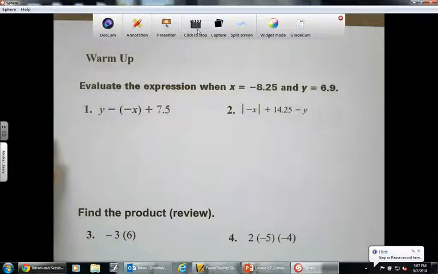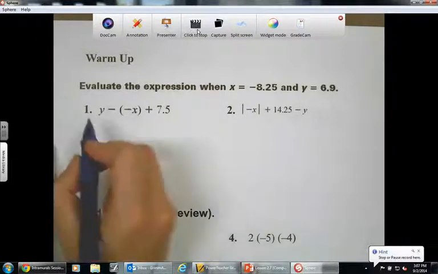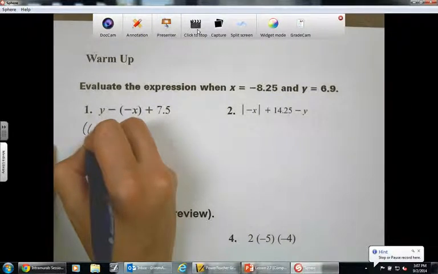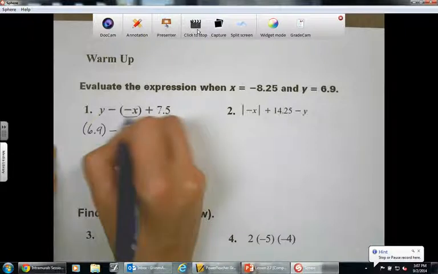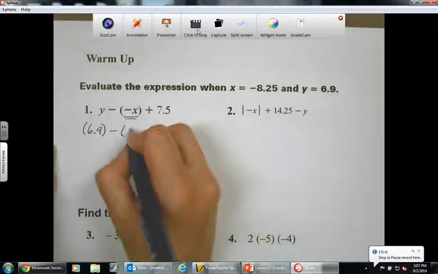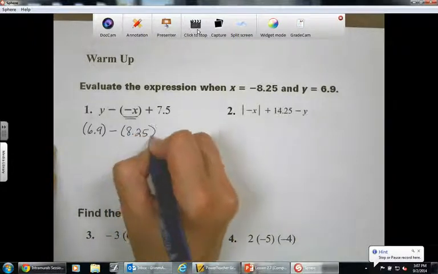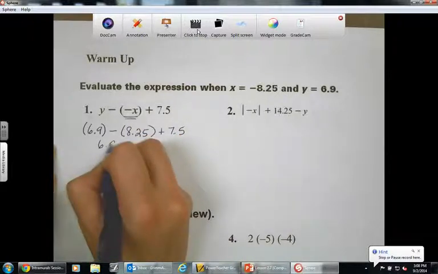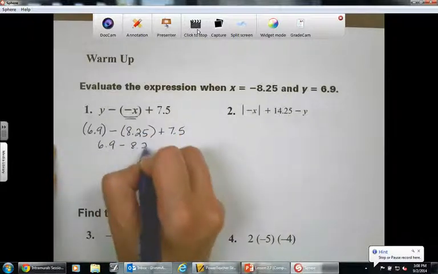All right, so we have unpaused now, and now I'm going to go ahead and work them. So for right here, I'm going to use my parentheses, and I'm going to plug in 6.9 minus. Remember, this right here means the opposite of x. So I'm actually going to plug in a positive 8.25, and then I'm going to add 7.5. So my new line is I have 6.9 minus 8.25 plus 7.5.